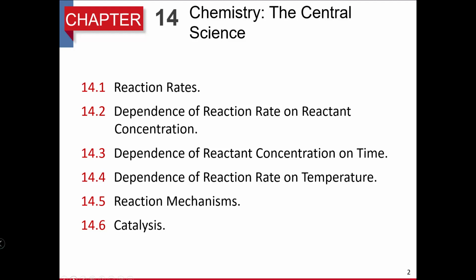So we'll find out that most reactions do not happen in one step, that there are multiple steps required for a chemical reaction to happen, and that the slowest step is the rate determining step. And then the last section is on catalysis. We're going to look at both homogeneous and heterogeneous catalysts, and these catalysts lower the activation energy, which speeds up the reaction.